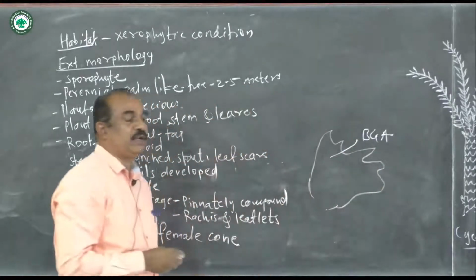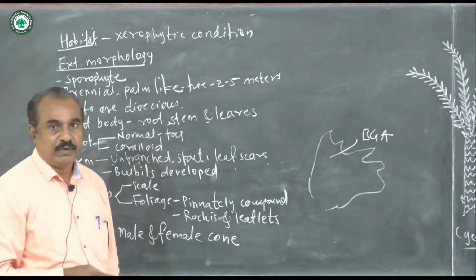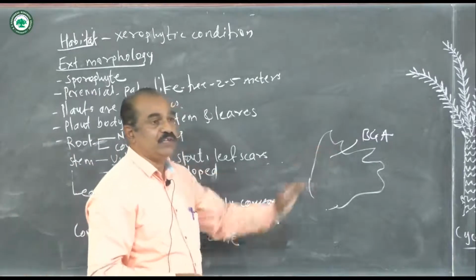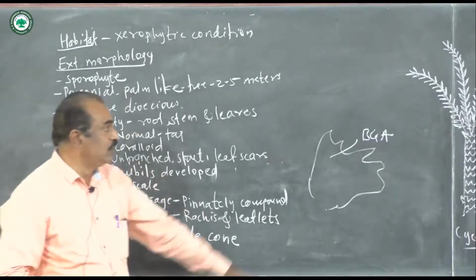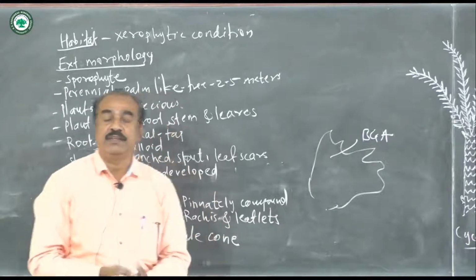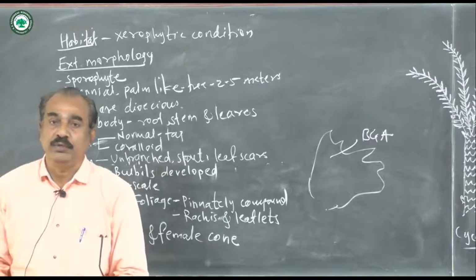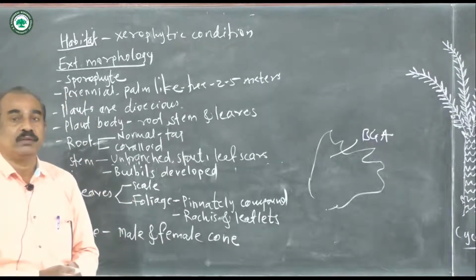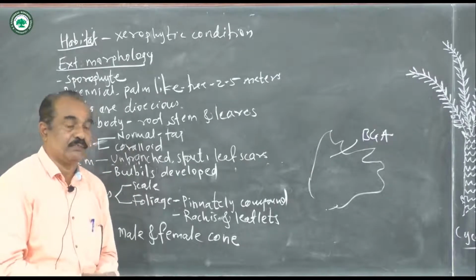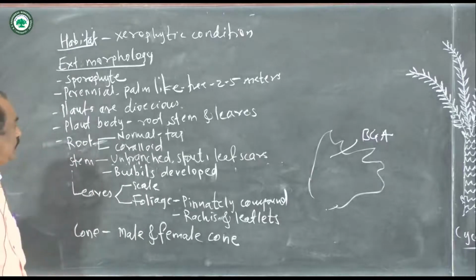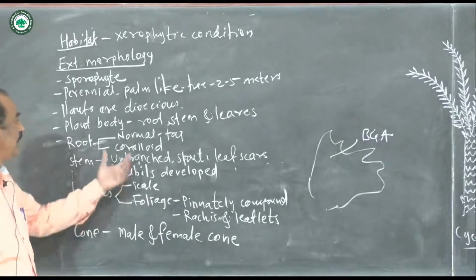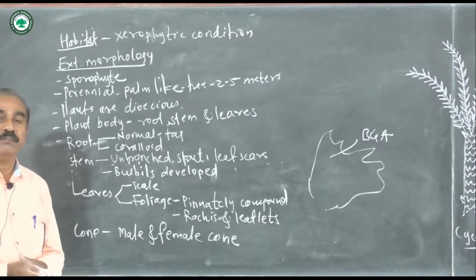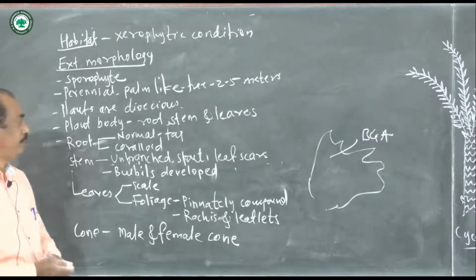It is somewhat irregular in outline, but at the apex it shows dichotomous branching, and there is an association of this root with the blue-green algae, and these BGA, which is called blue-green algae, are important for the atmospheric nitrogen fixation. So in Cycas there are two different types of roots, that is the normal taproot system, and second, the coralloid root, which is important for the nitrogen fixation.